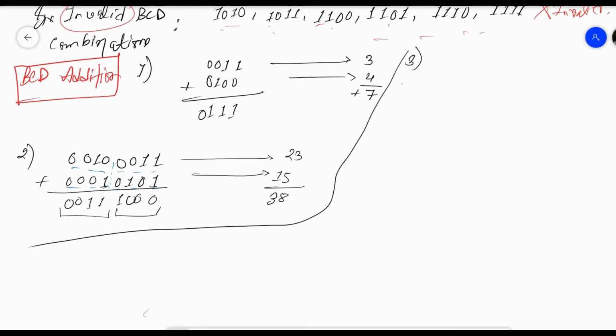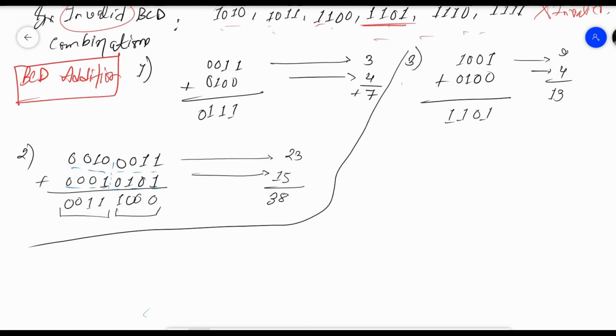Example number 3, we will add 1001 with 0100. So the corresponding values are 9 plus 4, which is 13. Now if we add them, we have 1011. Now we see the value that we have here is this one, 1.